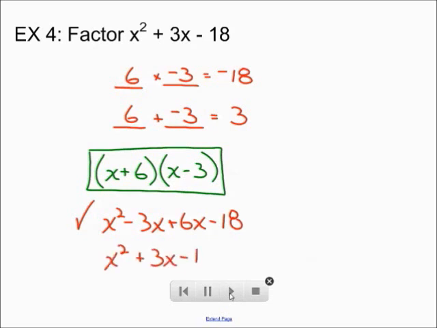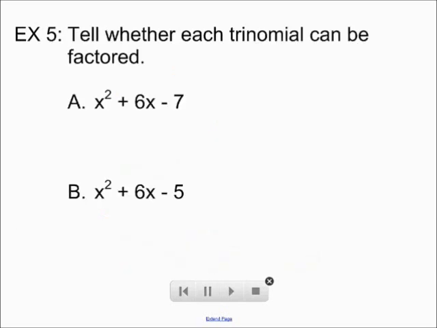This is all multiplying binomials, which we learned in an earlier lesson. It should also be noted that these two binomials can be reversed. It doesn't matter if you have x minus 3 and x plus 6. All right, one more thing.